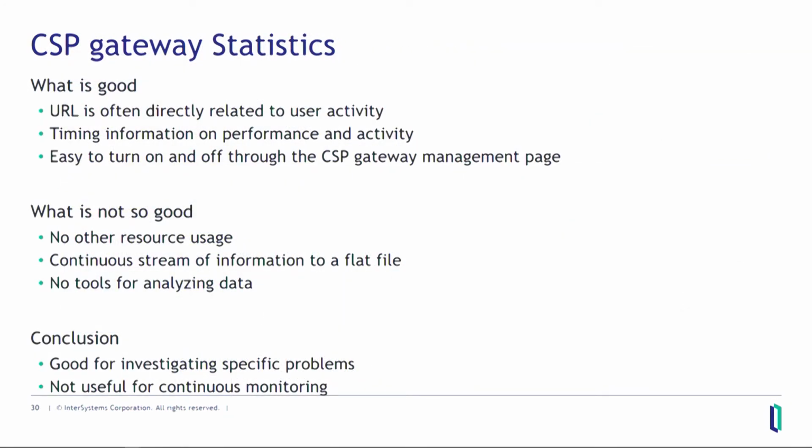What's good about these? The URL is often closely related to user activity. Not always. If you've got some sort of container page that does all the work, as some applications do, then the URL is always the same. You can't see from the page name what the customer is actually doing. But often it is a good thing. And the timing information, performance activity is good. It's easy to turn on and off, very easy to turn on and off.